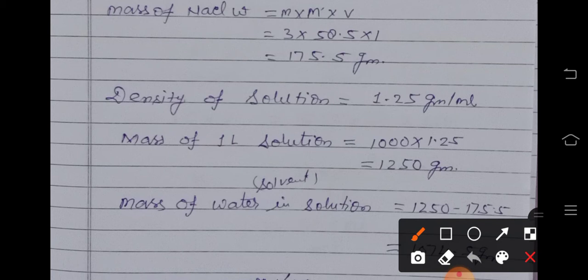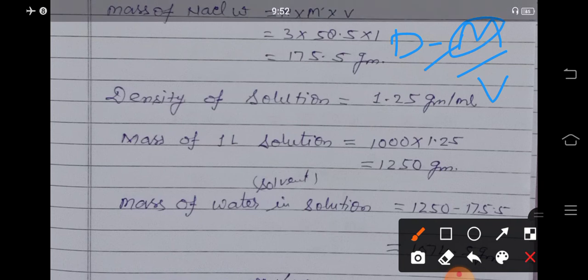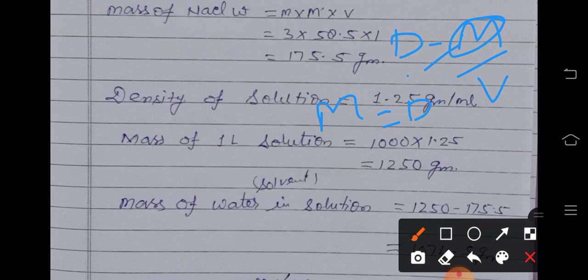We know density equals mass upon volume. Here mass equals density into volume. Volume is 1 liter, that is 1000 milliliter. Then mass of solution equals D into V, where D equals density equal to 1.25 and volume equals 1 liter, that is 1000 milliliter. On calculating we got 1250 gram. Now the mass of the 1 liter of solution equals 1250 gram. Now we calculate the mass of the solvent from this.